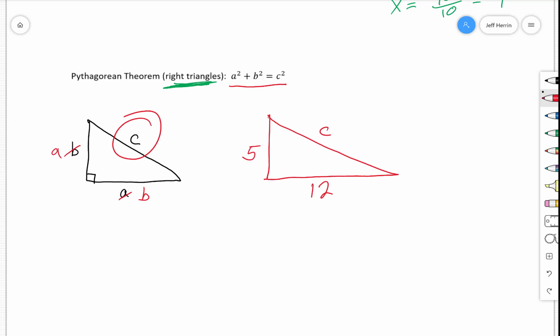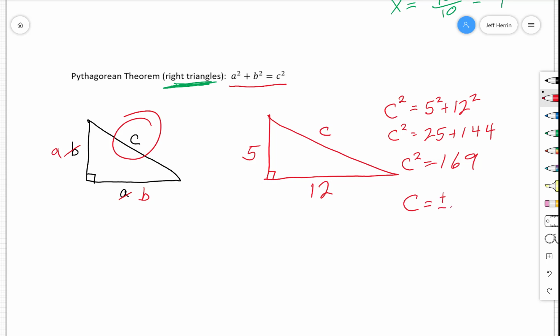So if we have a triangle with a leg of 5 and a leg of 12, how do we find the third side? Well, c squared is going to equal 5 squared plus 12 squared. So c squared is going to be 25 plus 144. And that gives me c squared equals 169. Now, back in algebra, we would have said that the square root property says c would be plus or minus the square root of 169, or plus or minus 13.